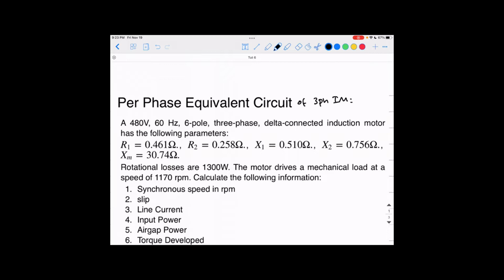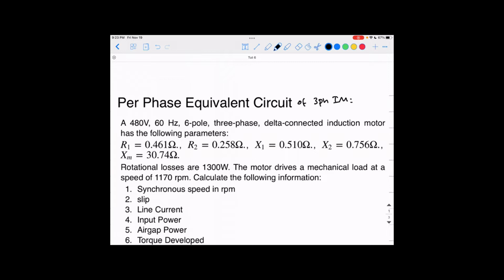So in the last tutorial we've been talking about the determination of the equivalent circuit parameters of the three-phase induction motor using the tests: the DC test, locked rotor test, and no load test. We've been dealing with this last time. If you have those experimental readings, how you can use them to find the equivalent circuit parameters.